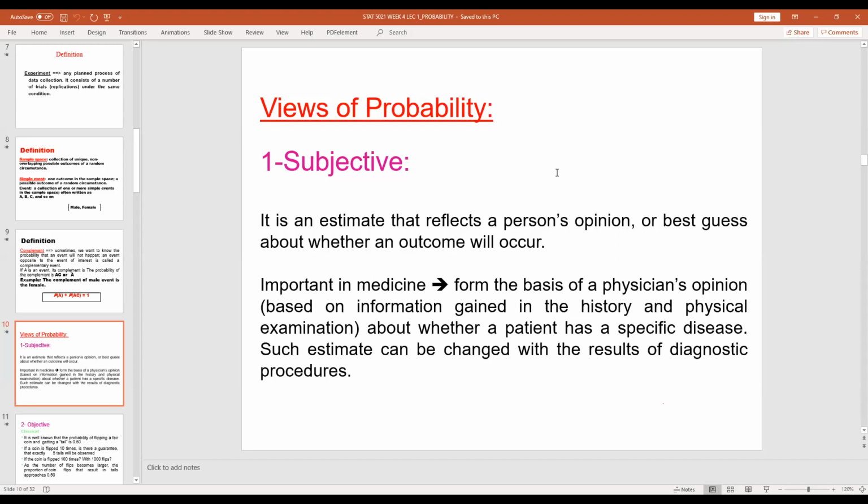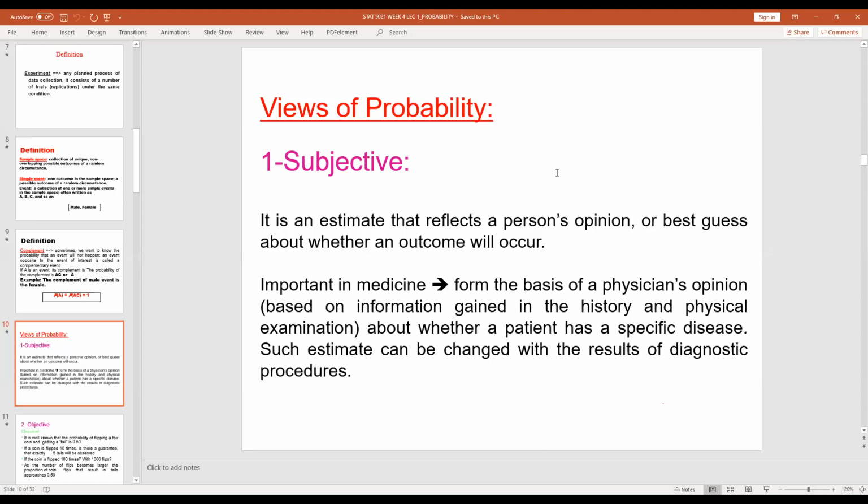The subjective approach is just using past antecedents to judge the probability of the occurrence of an event. It's not going to give an equally likely situation to the items in the sample space. And you know what? The subjective approach is very useful in medicine. It forms the basis of a physician's opinion, based on information gained in the history and physical examination, about whether a patient has a specific disease. We don't expect physicians to have an empty mind, but they need to be experienced to know whether a particular patient has a disease or not.